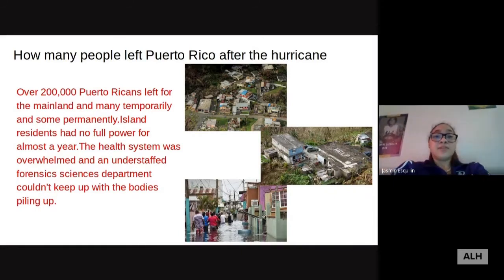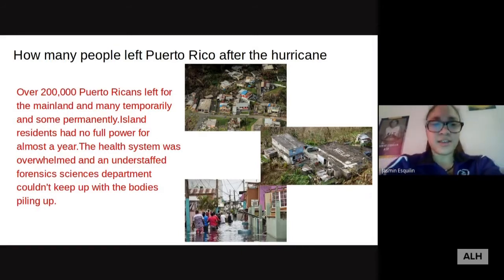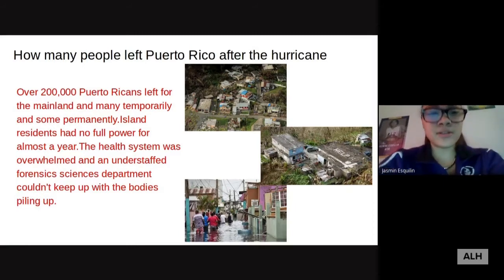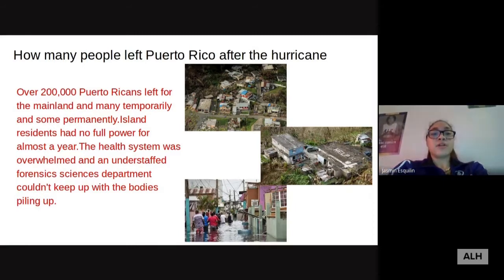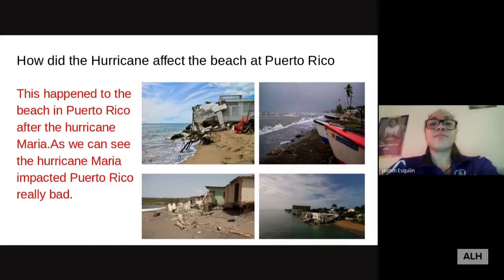The health system was overwhelmed and the understaffed forensic sciences department couldn't keep up with the bodies piling up. How did the hurricane affect the beaches at Puerto Rico? This happened to the beaches in Puerto Rico after Hurricane Maria. As we can see, Hurricane Maria impacted Puerto Rico really badly.